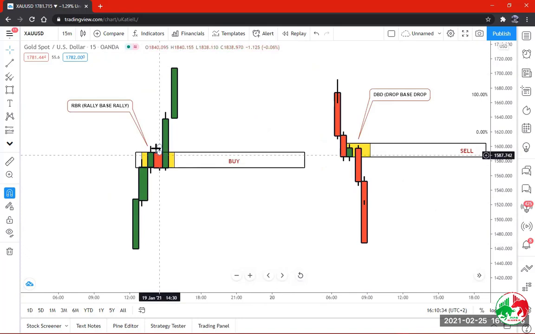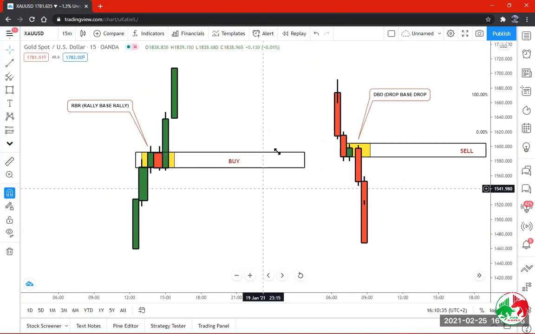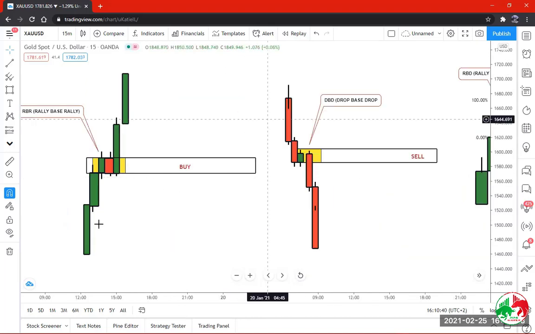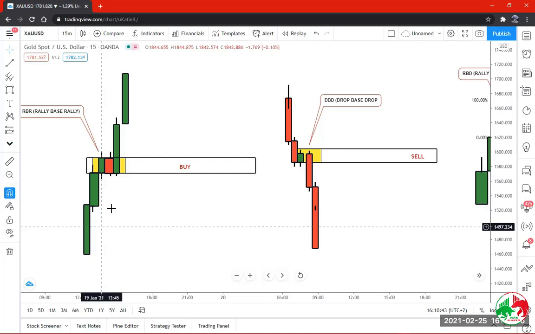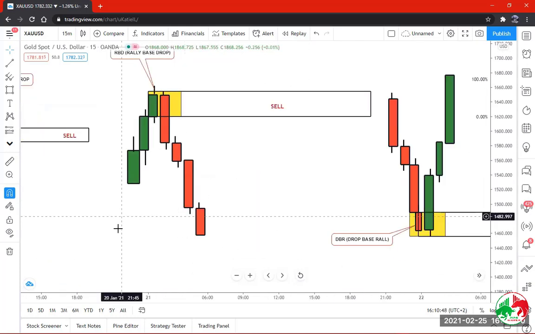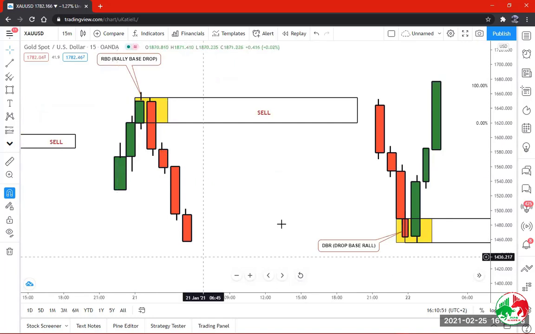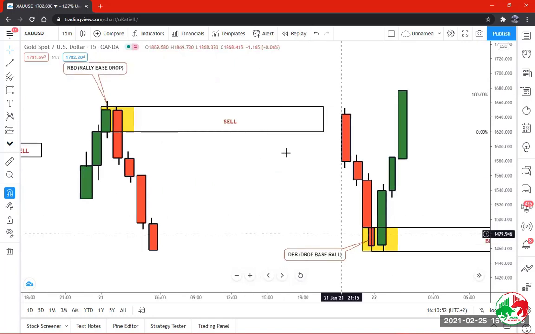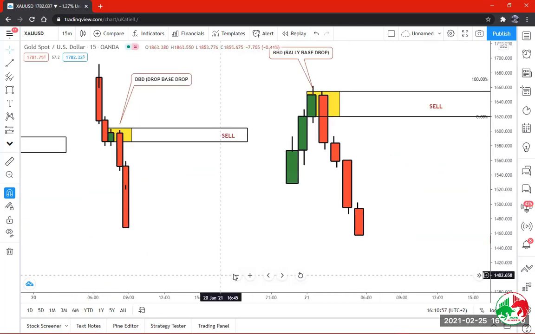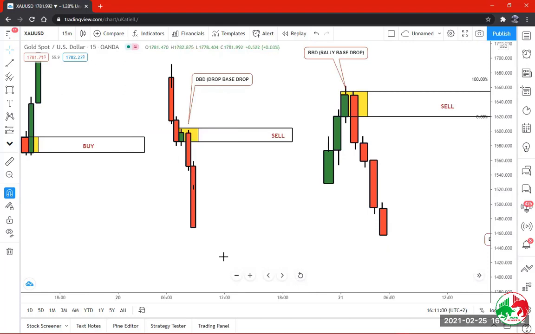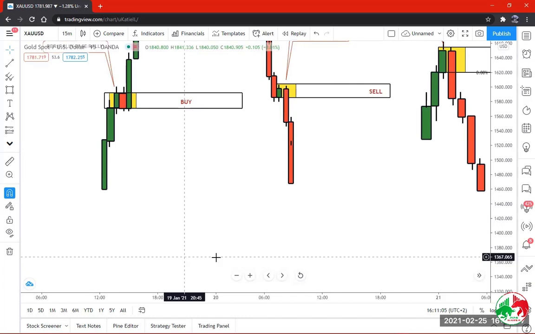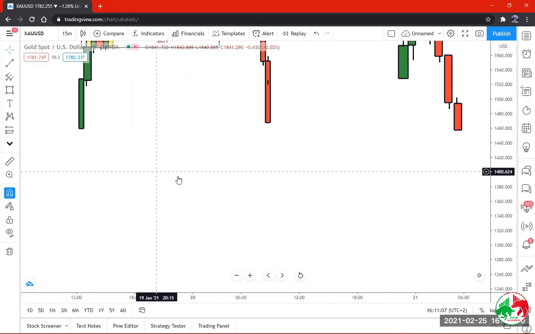So these are the types of bases. We have our rally base rally and our drop base drop in terms of a continuation, when we're looking to continue. Then when we look for reversal, we are looking for rally base drop, then we have our drop base rally. So these are the 4 types of bases. Now can we move to the 5 odd enhancers? Yeah.